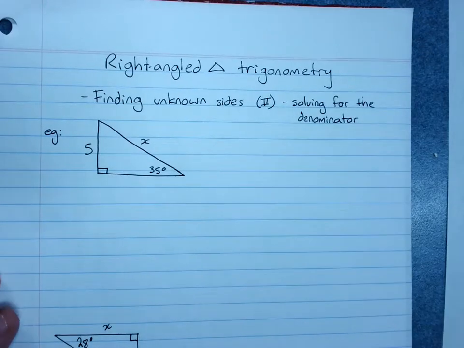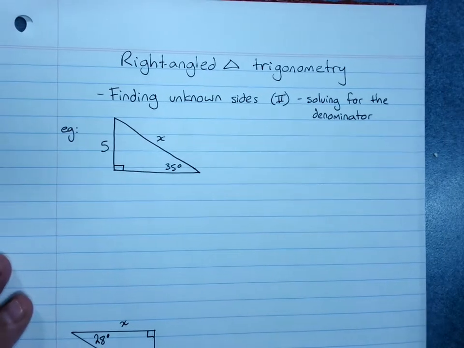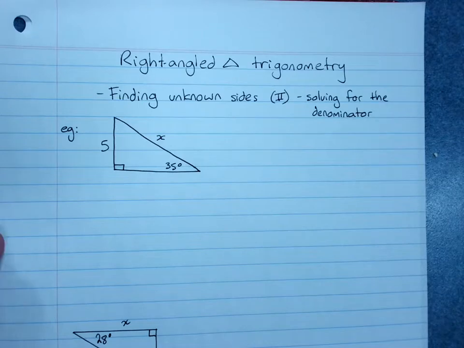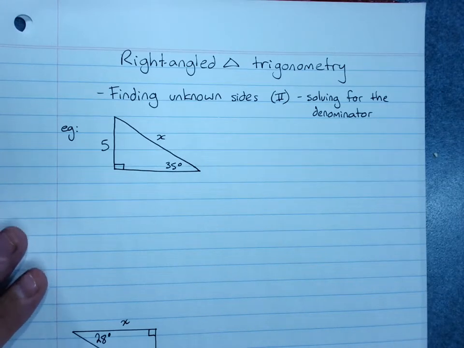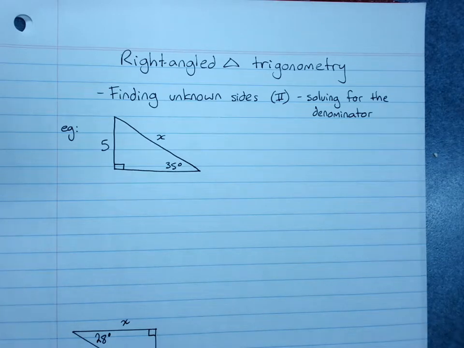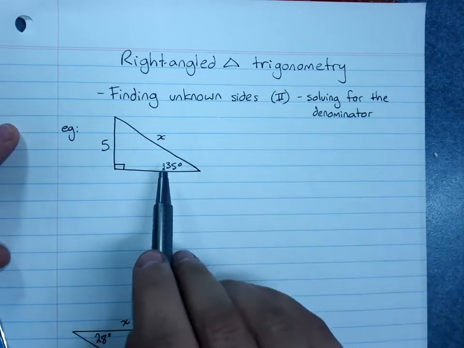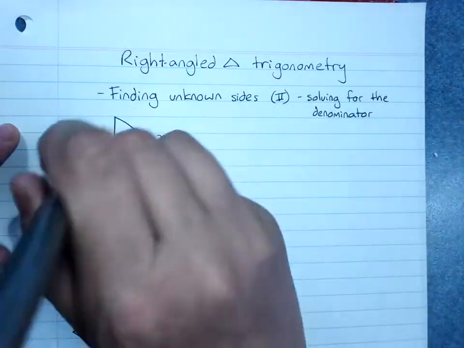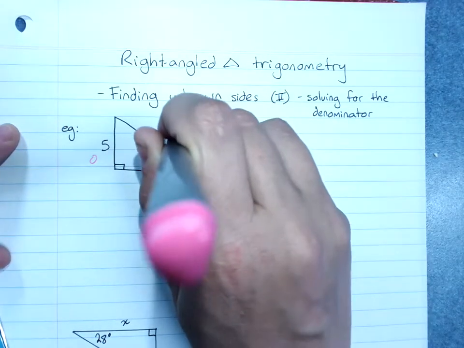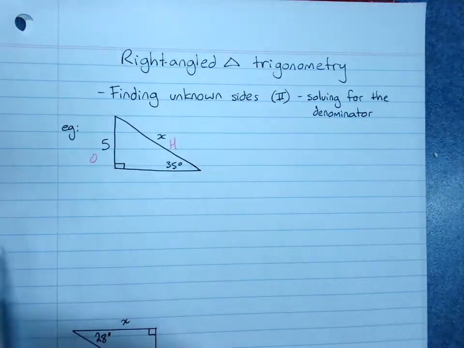Right-angled triangle trigonometry, finding unknown sides, the second video, solving for the denominator. When we're finding the unknown sides of a right-angled triangle using trigonometry, our first step is to label the sides relevant to the angle: opposite, and hypotenuse. We don't label this side because there's nothing meaningful on it.